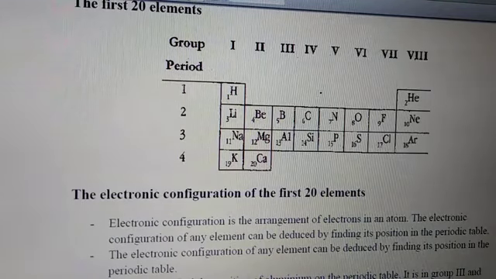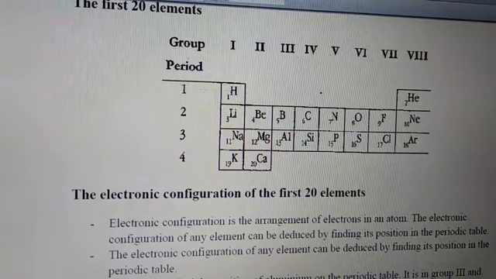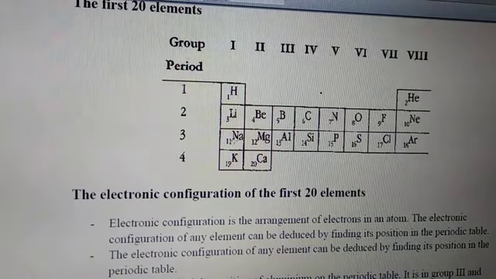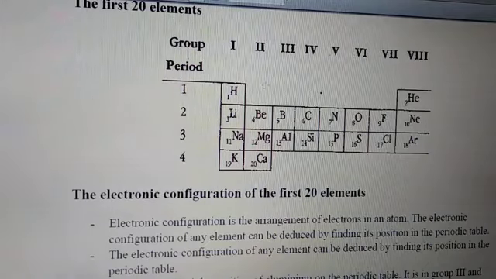What I want you guys to take note of is that across the periodic table like this, moving from left to right, we say these are periods. Period 1 has only hydrogen and helium. Period 2 starts with lithium and ends with neon. Period 3 starts with sodium and ends with argon, like that. Period 4 starts with potassium, going all that way. All right, so those are periods.